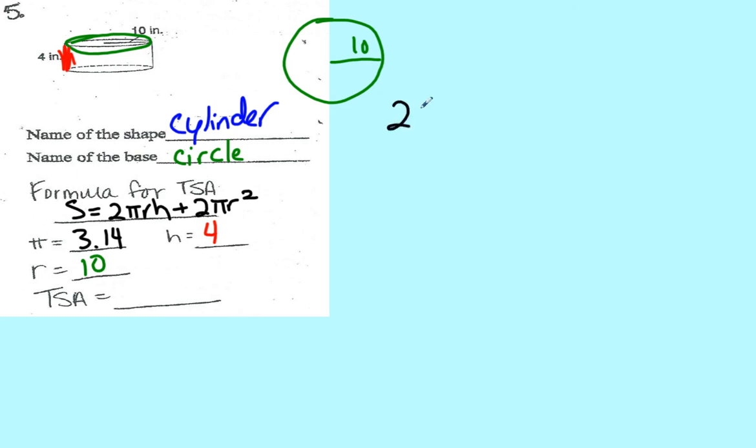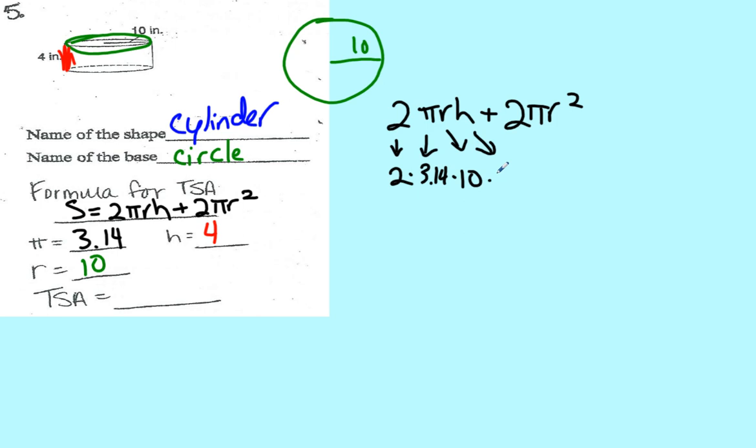So we're looking for 2 pi rh plus 2 pi r squared. So we're going to substitute our numbers in. So 2 is 2, pi is 3.14, radius is 10, and the height is 4, plus 2 times 3.14 times 10 squared, radius squared. Okay.